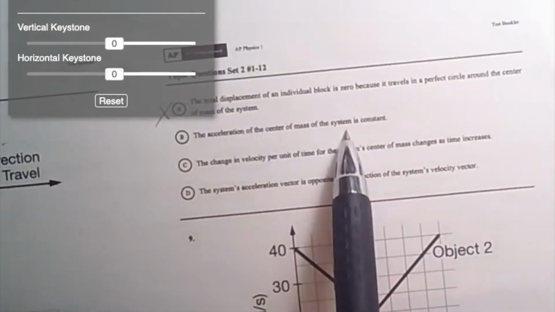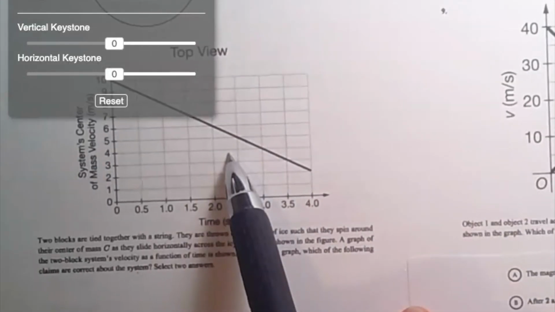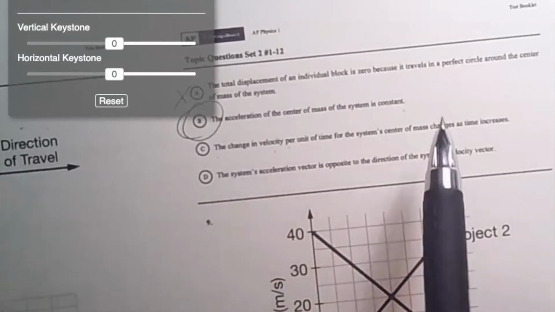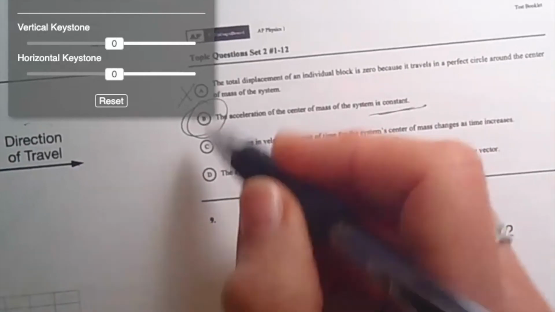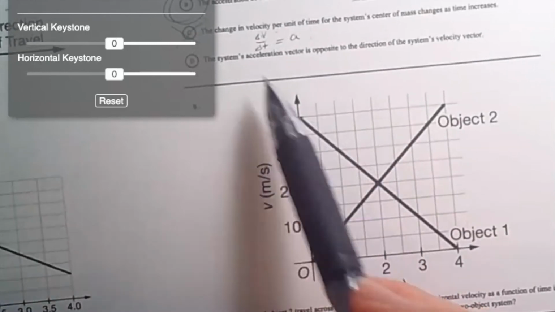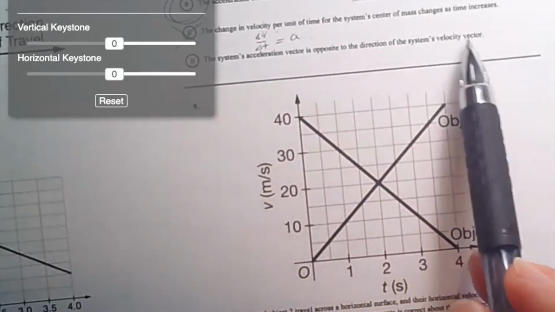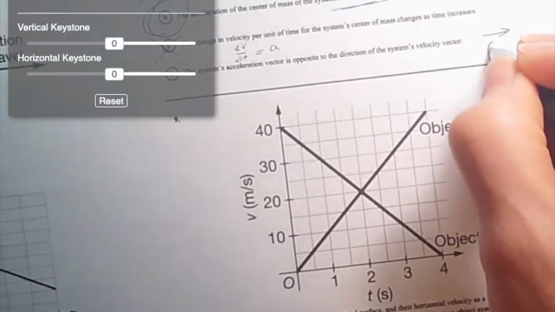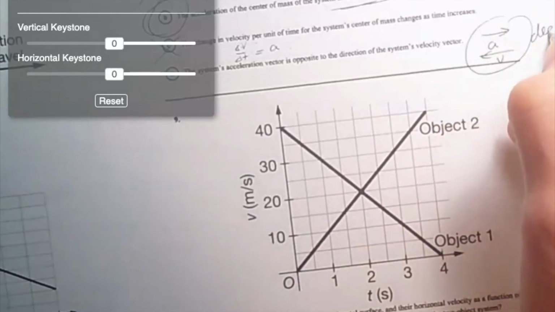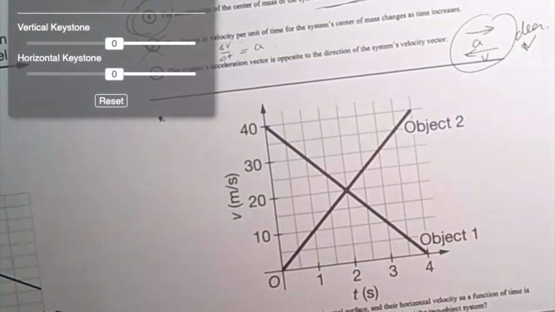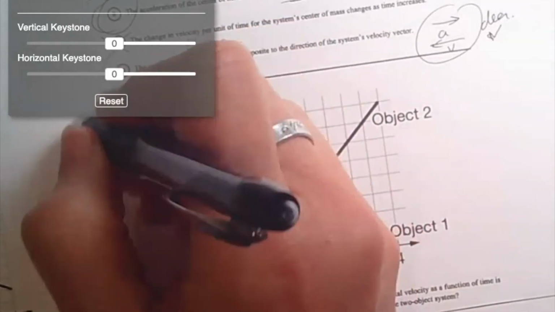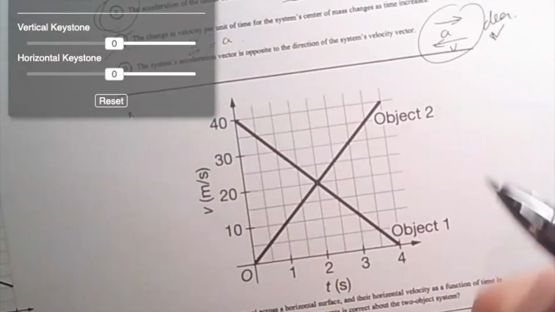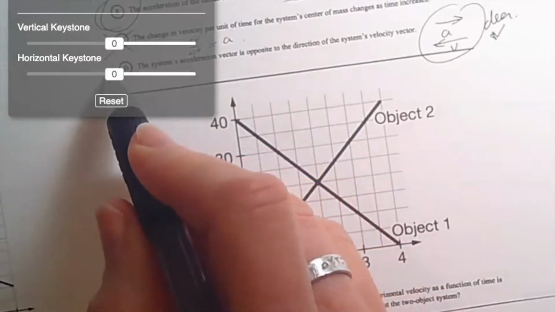The acceleration is constant. Well, we know that's true because we have a steady slope on a velocity-time graph. The change in velocity per time for this system changes. No, that's not true, because change in velocity over time is acceleration, and we just said the acceleration is constant. And last, the system's acceleration is opposite the direction of the velocity. Well, if acceleration is one way and velocity is the other, that means decreasing speed. And I can see that this is going to be decreasing speed because it's going to have a negative acceleration. It's got to be opposite the positive direction, because they tell you that it moves in the positive direction. So that's correct also.